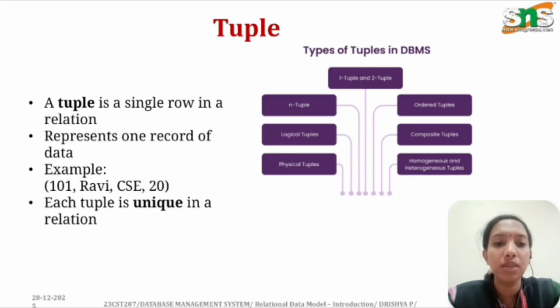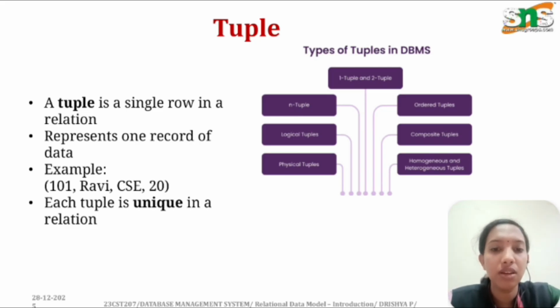So the first one is tuple. A tuple is a single row in a relation, representing one record of data. Example, 101 Ravi CSE 20. This is the first record in the student table. The 101 is the student ID, then student name, department, and mark. Each tuple is unique in a relation.